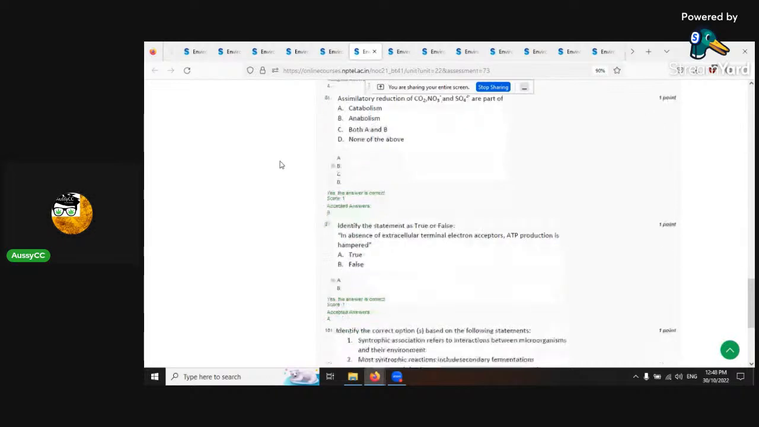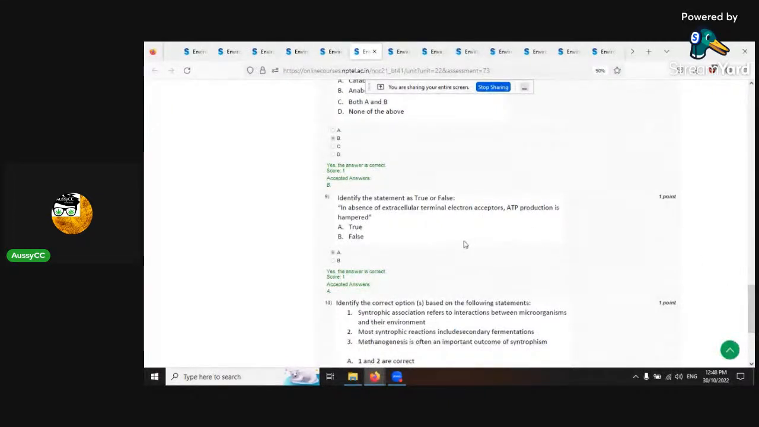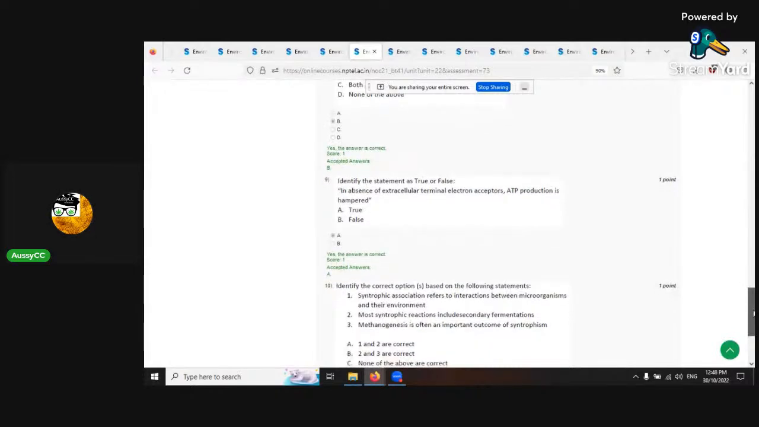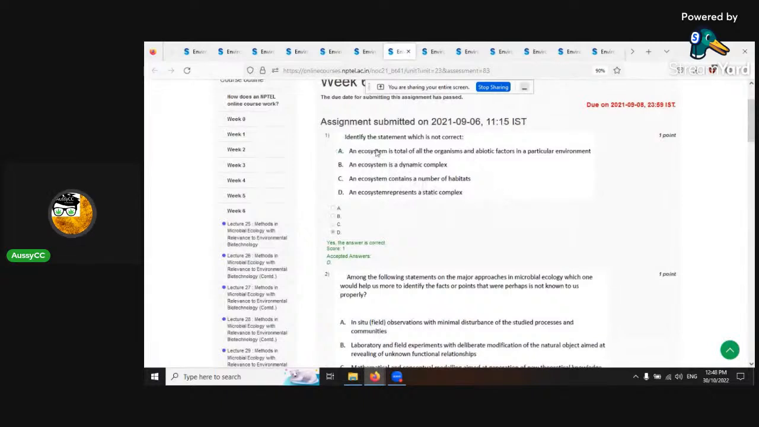Identify the correct one based on the statements. No, it's not 1. It's 2 and 3. B. B. B. Identify the statement which is not correct. Well, that's right. It's static systems, because everything else is complex, as it's not stationary and static.